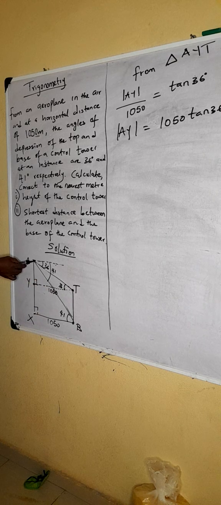I need to get the distance from A to Y and the distance from A to X, because A to Y is a side of a right angle triangle, and A to X is also a side of a right angle triangle, the bigger right angle triangle ABX. So if I get A to X and A to Y, then to get Y to X I just subtract the two distances. The first thing I did was to get the distance from A to Y. Then similarly, I can get the distance from A to X using the big right angle triangle ABX.